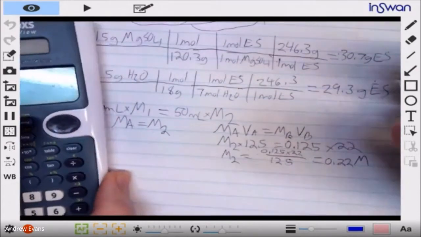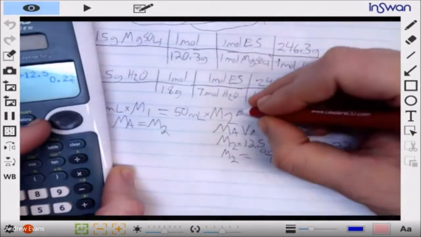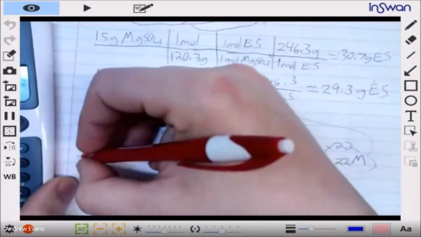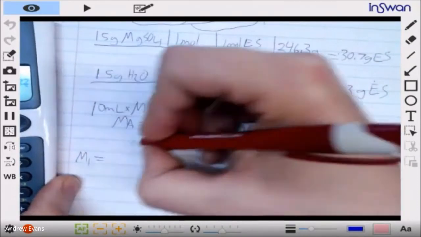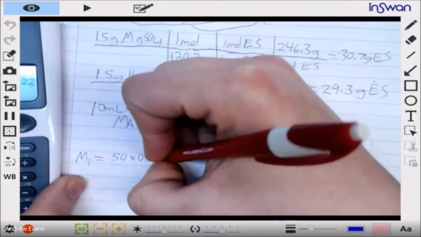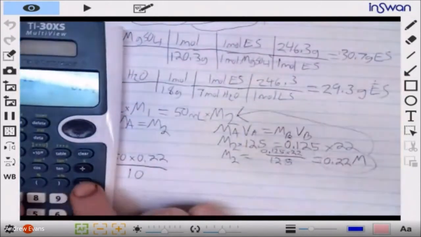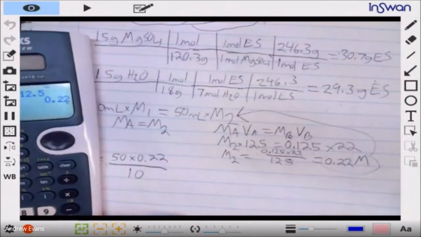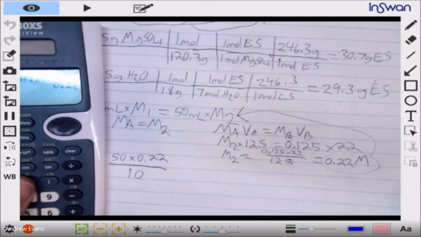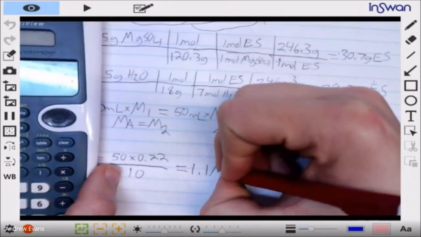However, we do not stop there. We plug that into here because that's our M2. So our M1 will thus be 50 times 0.22 divided by 10. So times 50 divided by 10 is the same as times 5. So our original concentration would be 1.1 molar.